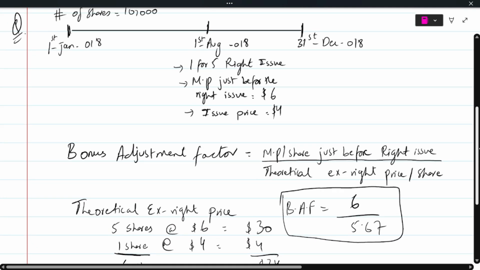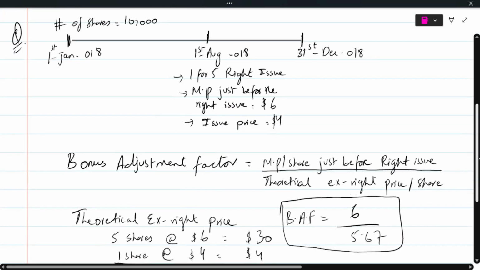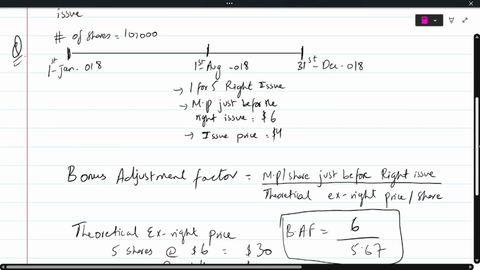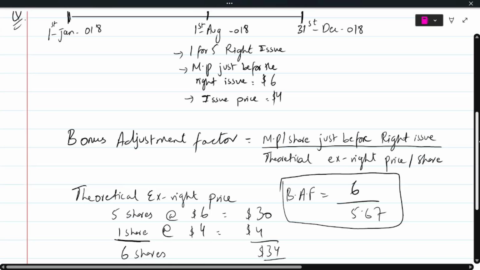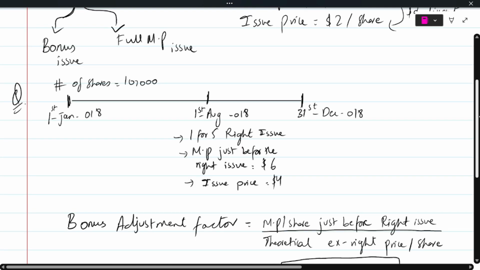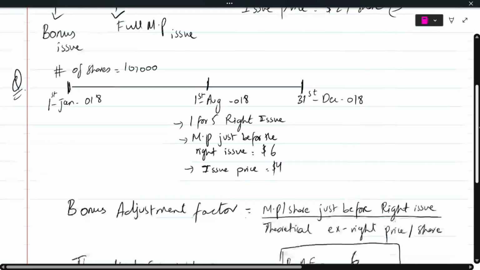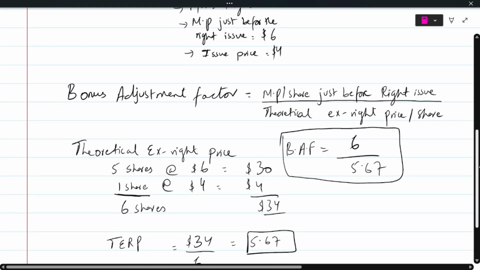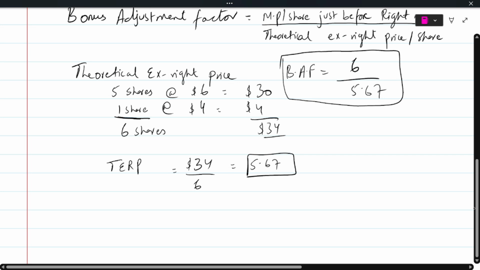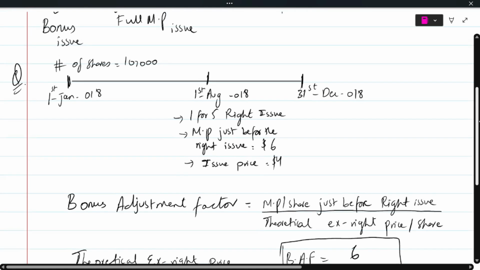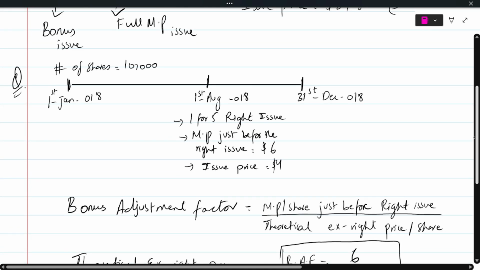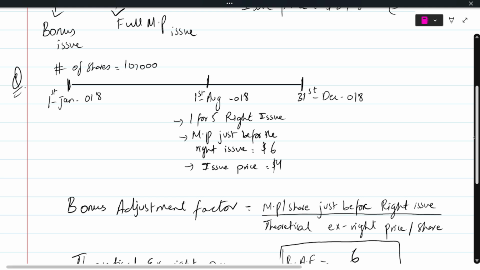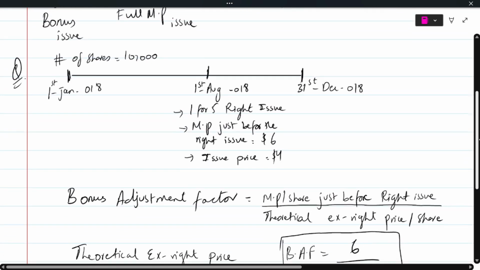Now, this is obviously just one aspect of solving this question, learning how to calculate the bonus adjustment factor, but now we need to solve the whole question. If I were to calculate the EPS of this question, how would I do that? First of all, we will calculate the bonus adjustment factor. Once we have that, we are going to take our weighted average. Why? Because I just told you that a rights issue has an element of bonus issue, and an element of full market price issue. And obviously you're getting more money, so you're going to take a weighted average here as well.